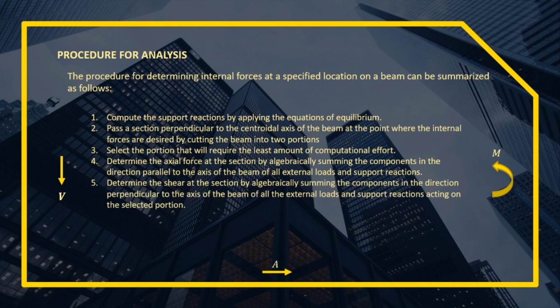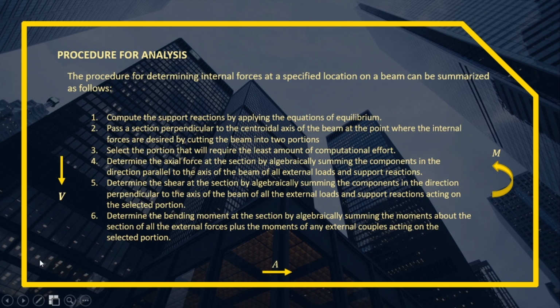And for number 5, determine the shear at the section by algebraically summing the components in the direction perpendicular to the axis of the beam of all external loads and support reactions acting on the selected portion. So, to solve the shear, for example again with our horizontal structure, we should apply the summation of forces vertical. And for number 6, determine the bending moment at the section by algebraically summing the moments about the section of all the external forces plus the moments of any external couples acting on the selected portion. So, we just take moments at that point where we cut, or where we took the section in our structure.